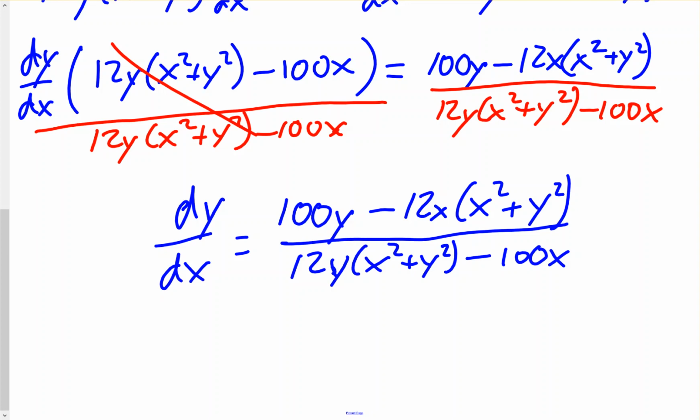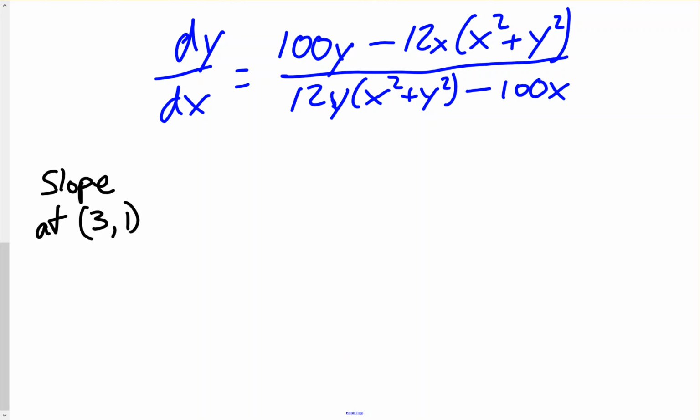Okay, now for that question we wanted to figure out the slope at the point 3, 1. Okay, so slope at 3, 1. Now for the rest, we just plug in 3 for the x and 1 for the y, evaluate it, and then we'll be done. That'll give us the slope. This is our dy dx, which is our slope anyway.